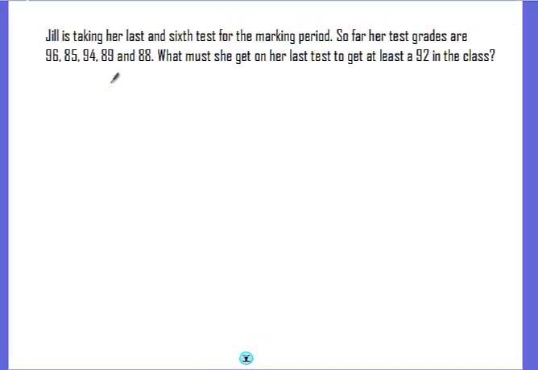So again, we're going to write our inequality in words first. So one side can be grade in class. She needs her grade in class to be at least a 92. So we want that number to be greater than or equal to 92. So grade in class greater than or equal to 92. Except now we have to find some equation for this grade in the class.